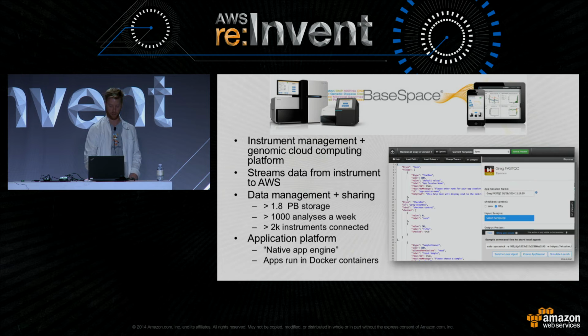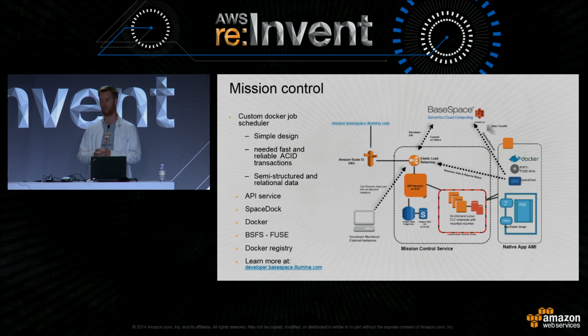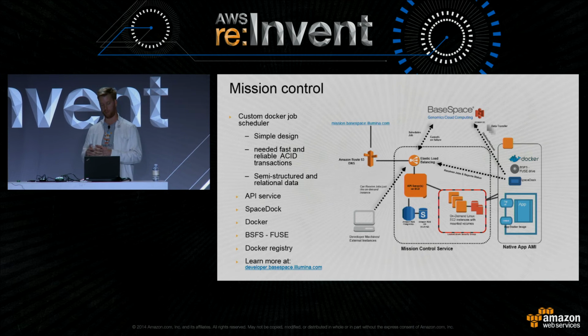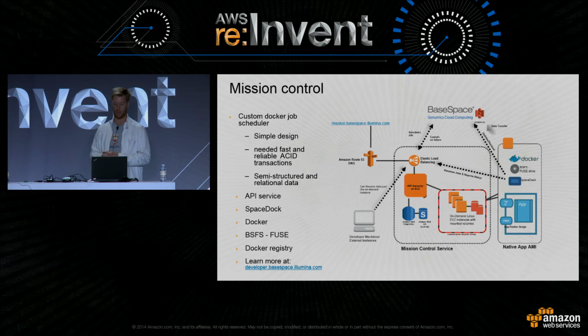That's a picture of our developer portal. One of the key systems that we needed to build to make all this glue work is something that we call Mission Control. Mission Control is very simply just a Docker job scheduler. On Amazon, obviously you're not dealing with Docker, you're dealing with EC2 and AMIs.